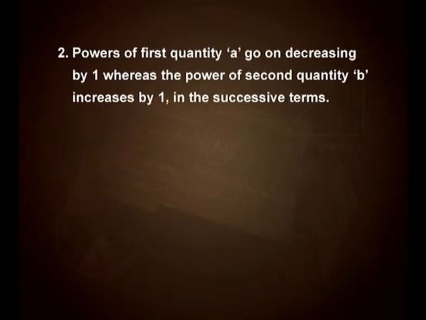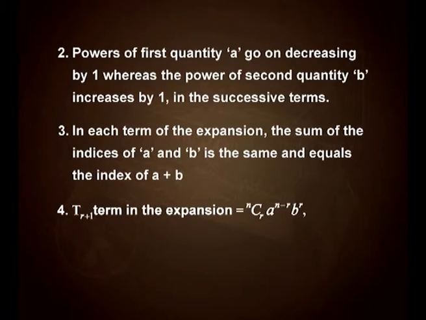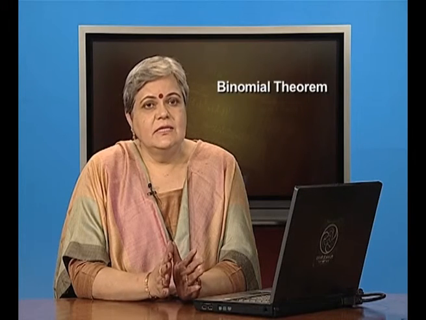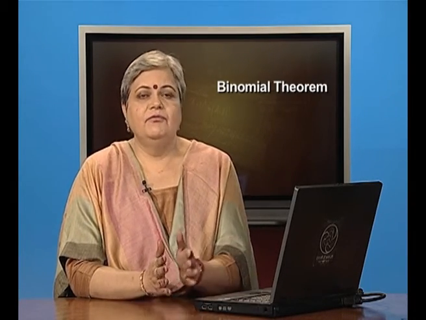At the same time, the power of the first quantity decreases and the power of the second quantity increases in each successive term, and the total power of a and b, that is the first and the second term, is always the same as the index of the expansion. At the same time, the general term T(r plus 1), the (r plus 1)th term, is given by nCr a to the power n minus r into b to the power r, where nCr is n factorial by factorial of n minus r times r factorial, right. Now, with these little but significant facts, we are ready. So, let us start with our first question.